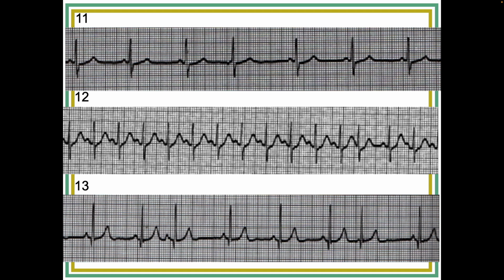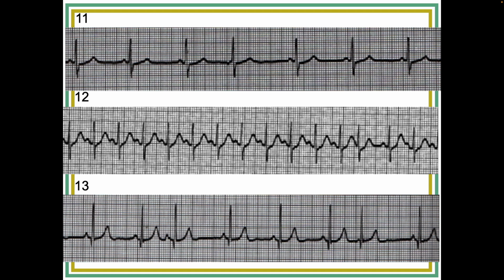Excellent. This one's a little subtle, but if you put it all together, what you have is an R to R that's a little bit short, followed by an R to R that's a little bit long, and a P wave that's not a sinus P wave. If you put that together, that's going to be a premature ectopic focus.